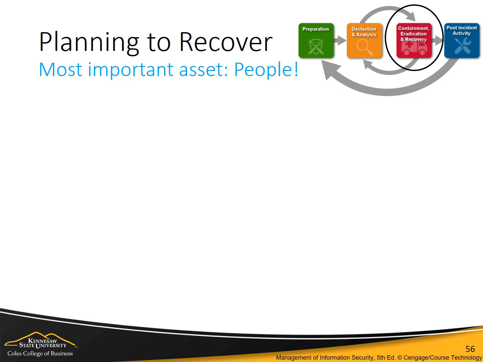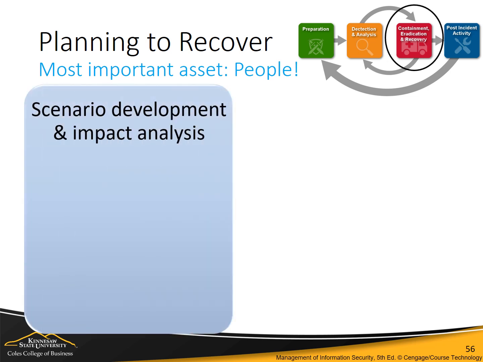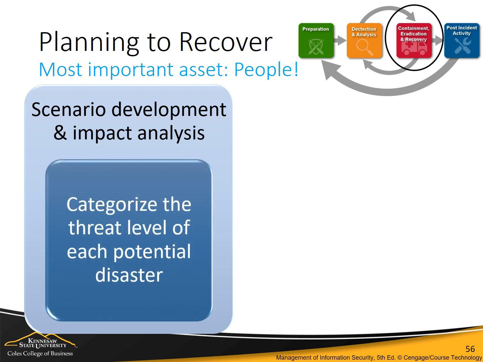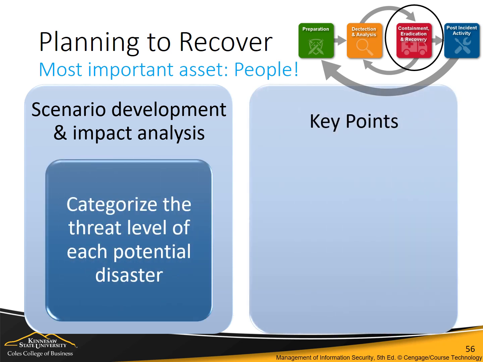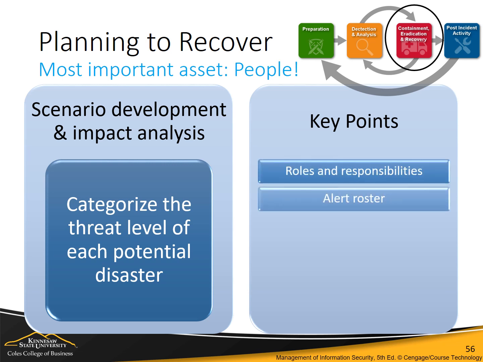Key points in the disaster recovery plan: clear delegation of roles and responsibility. Who does what and when and how? Execution of the alert roster and notification of key personnel, who is notified first and second, and so forth. Clear establishment of priorities. Even though many priorities are critical, you have to prioritize, as we've said before.